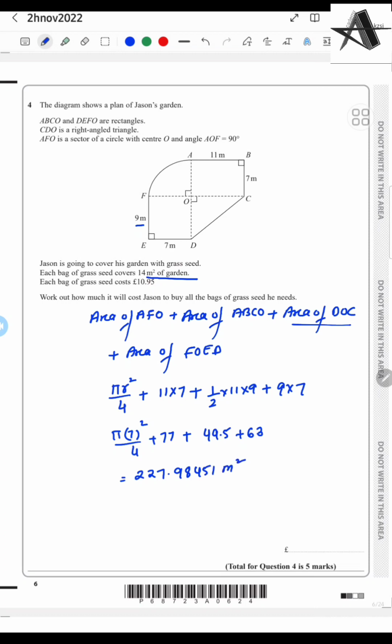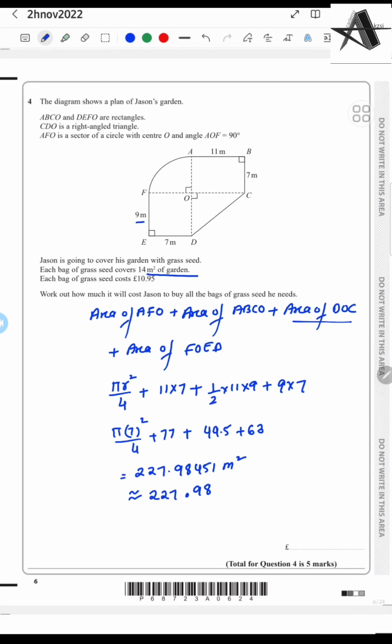227.98451 meters squared. But let me take it up to 2 decimal places. So 227.98. This is the total area of this one.